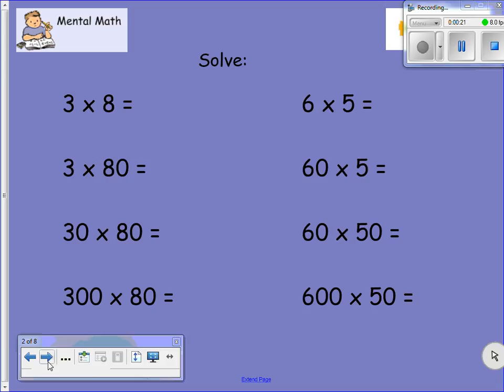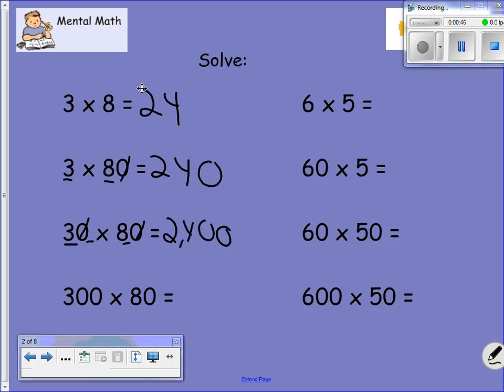3 times 8, we get an answer of 24. Now, if you don't understand this stuff yet, I need you to press pause and work it out and try and see how I'm doing this. 3 times 80. Well, I do 3 times 8 first. I get 24. I'm going to go ahead and add this 0. 30 times 80. I do 3 times 8 first. I get 24. Add the 2 zeros. 300 times 800. 3 times 8.